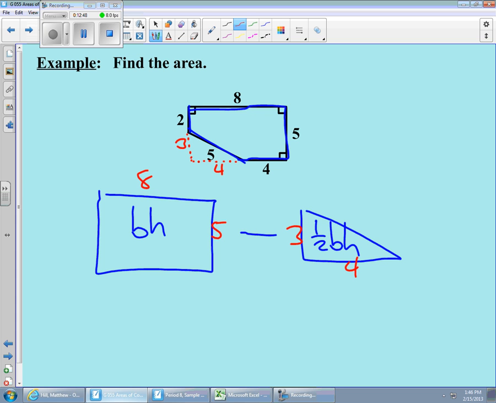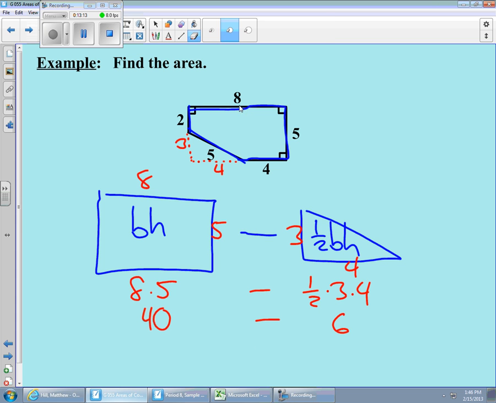Now all we need to do is plug into the formulas. 8 times 5 minus 1/2 times 3 times 4. Pretty clear. 40. 3 times 4 is 12. Half of that, 6. 40 minus 6 is 34. And then whatever the units of measure are, gummy bears, candy canes, whatever they are, squared.